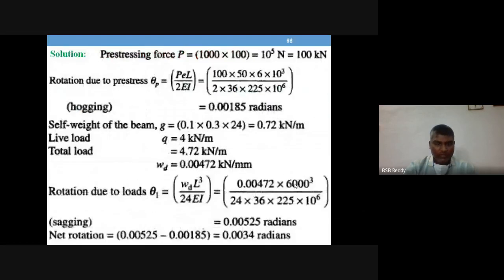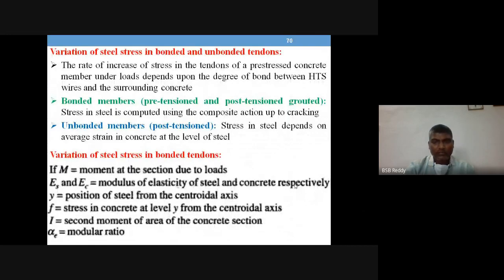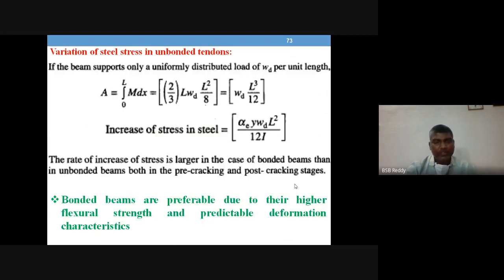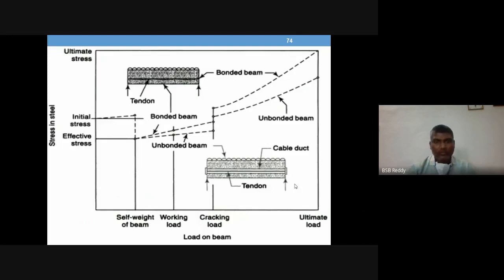We have calculated the stresses in steels for two different cases where bonded tendons and unbonded tendons are being taken up, right? So, going a bit elaborated, this picture will show you the bonded and unbonded nature of tendons, with the beam having bonded tendons and unbonded tendons behavior.